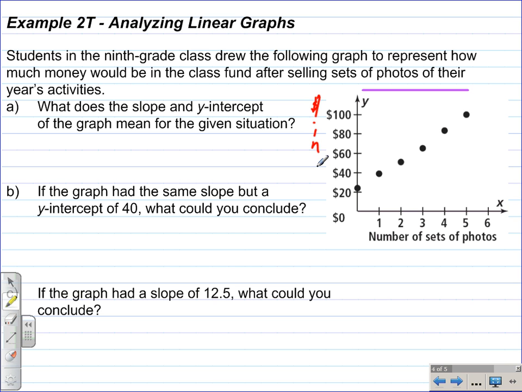That should be a dollar sign there. This should be labeled money in the fund. And to really understand a graph, all the labels should be in place. So we're comparing the number of sets of photos sold to the money in the fund. To interpret what that y-intercept means, that y-intercept being right here, that means that the money in the fund to start at 0, when they've sold no sets of photos, is going to be whatever that value is. Now, with some scrutiny, I determined that that value is 25.